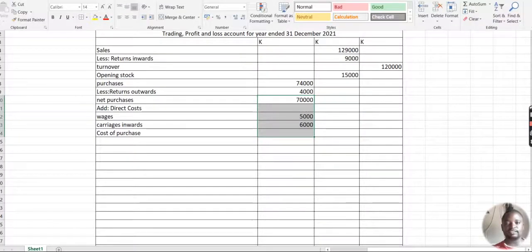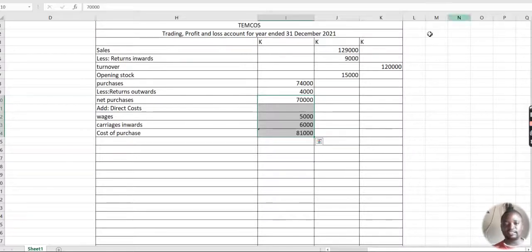Let's see what it will give us. It will give us 81,000. So our cost of purchases is what? 81,000. And this 81,000, I think it's not supposed to be there. It is supposed to be here. So I'll delete this one. Yes. So that is our 81,000 there.